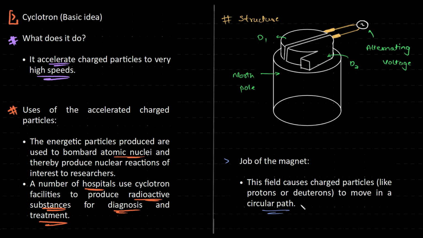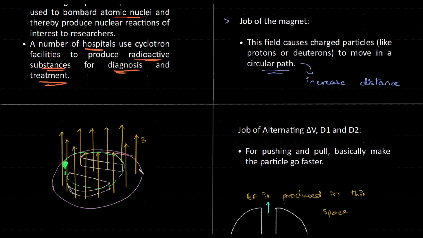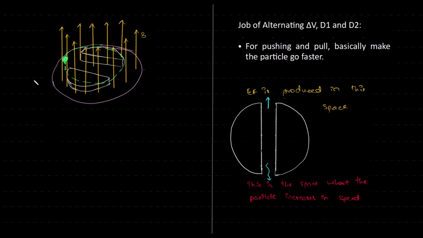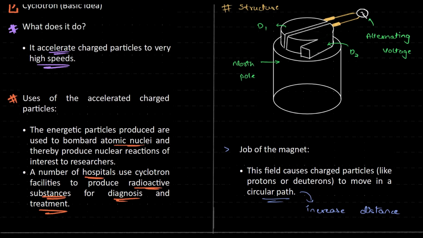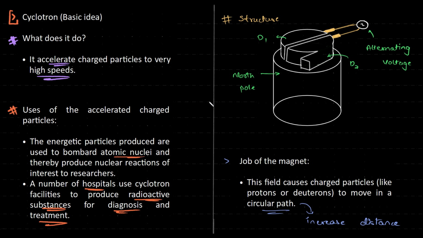But why do we need a circular path? To increase the distance, not path. Let me put it as distance. So when we have this opportunity of having infinite distance, how can I make use of it? Well, that's where the job of your alternating voltage and D1 and D2 comes into the picture. Alternating voltage is over here, D1 and D2 is over here.